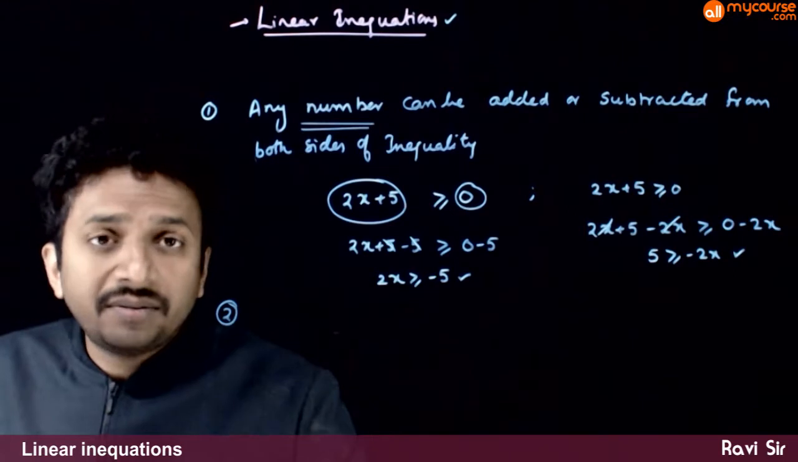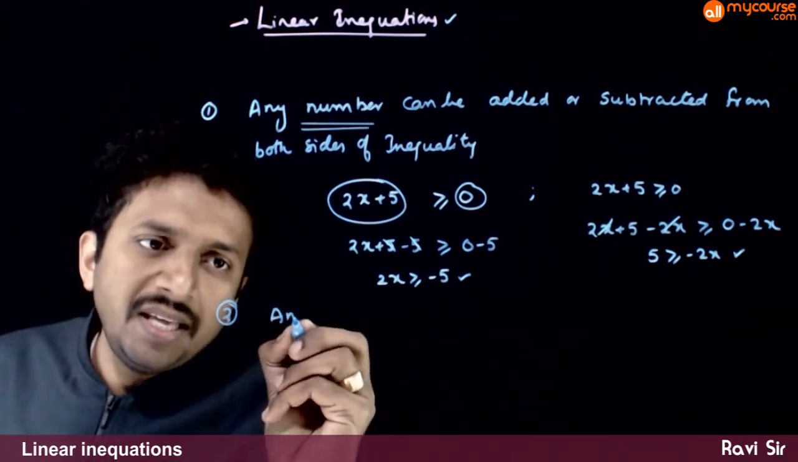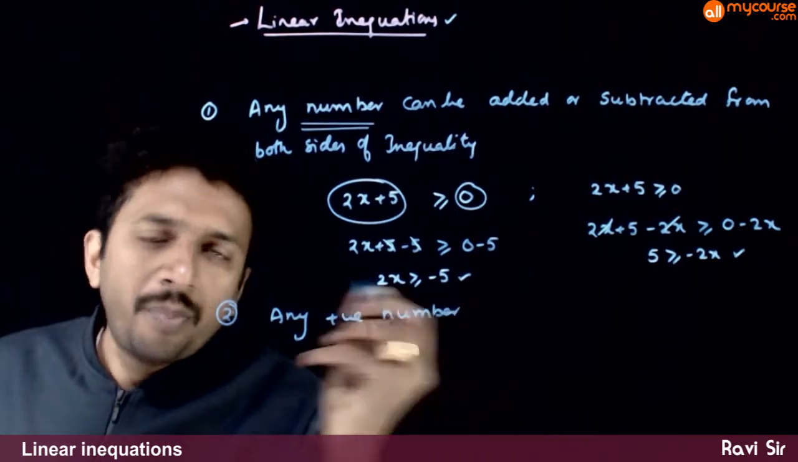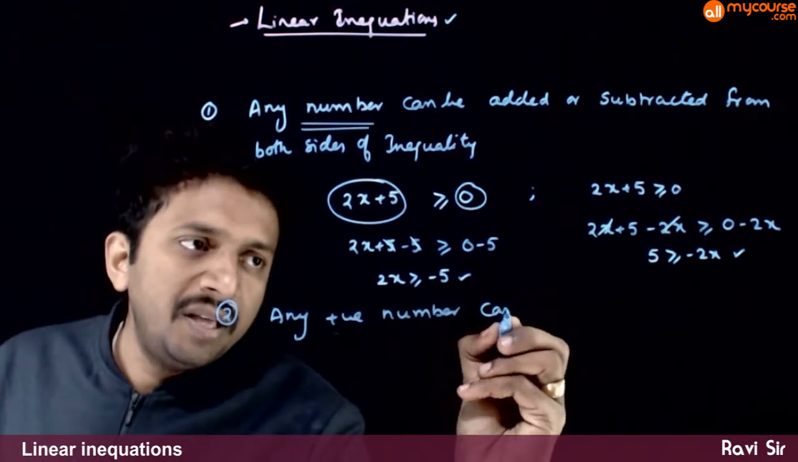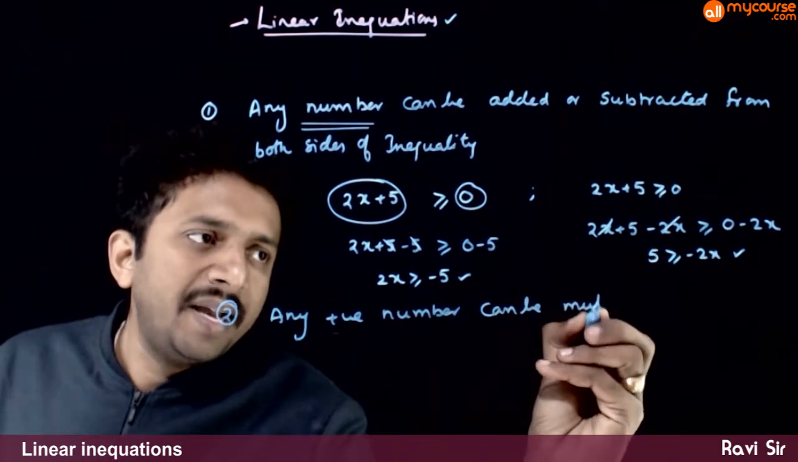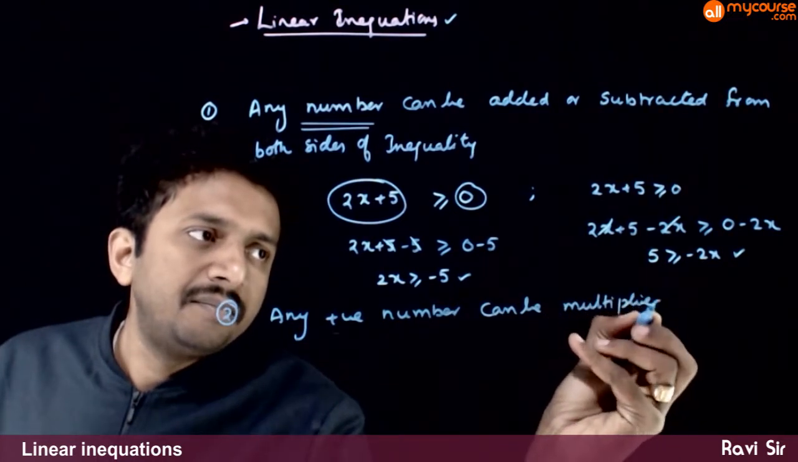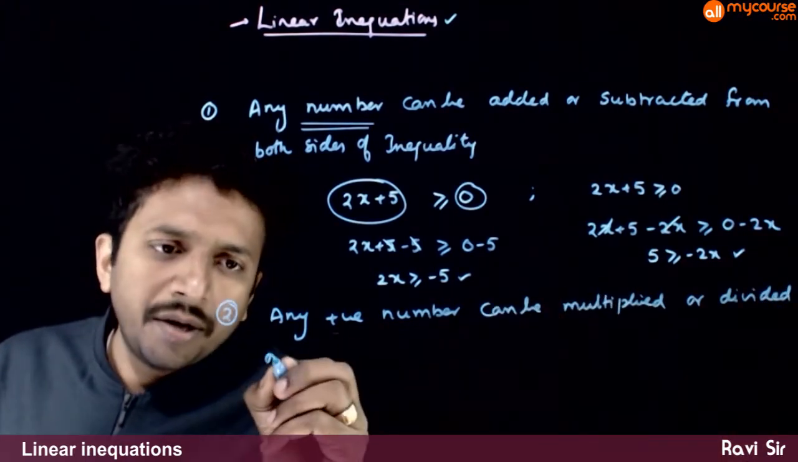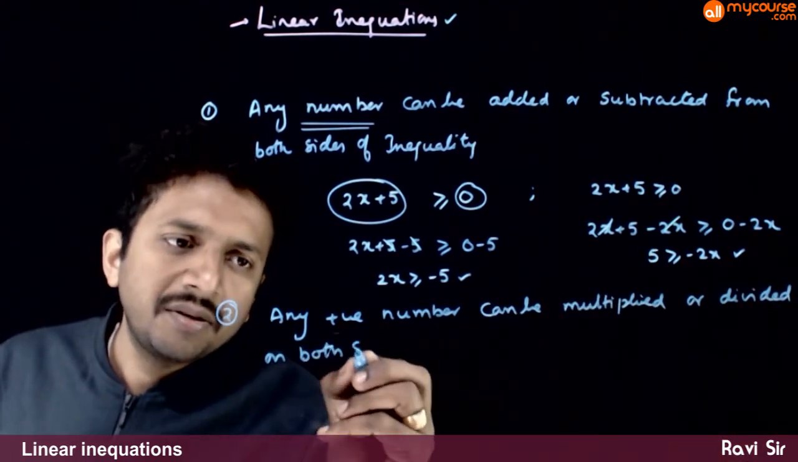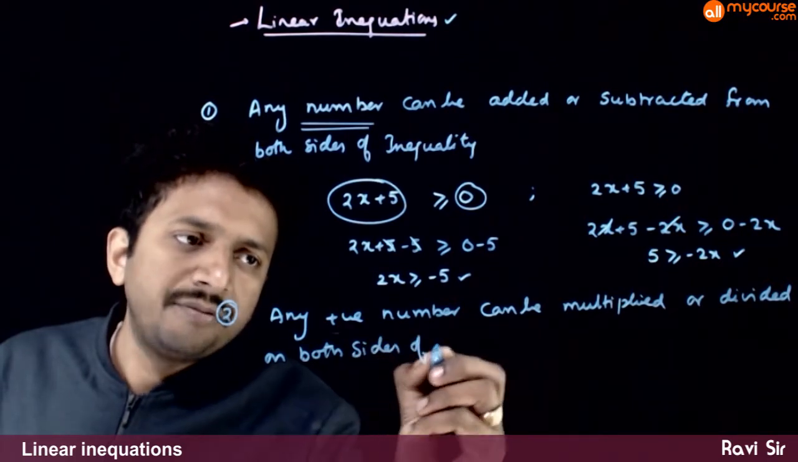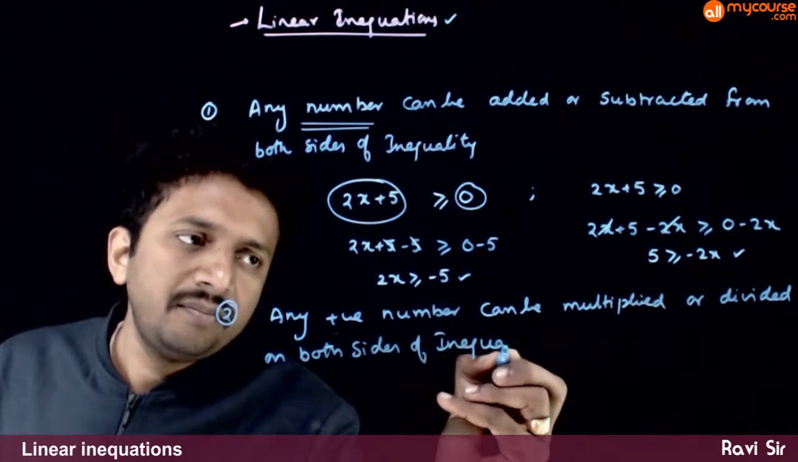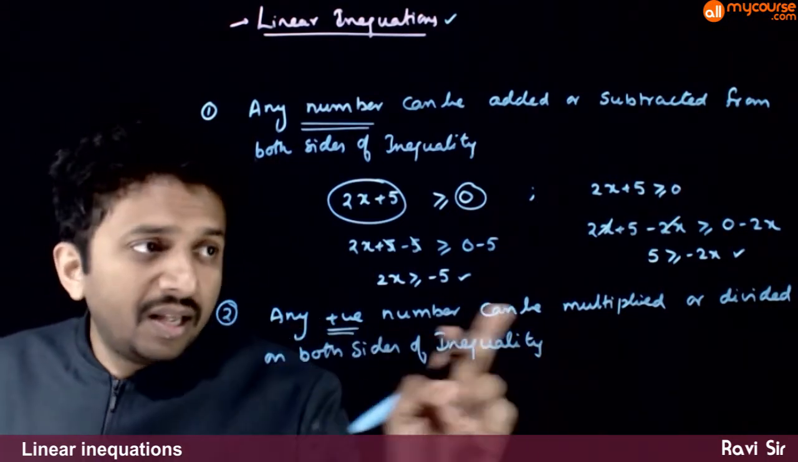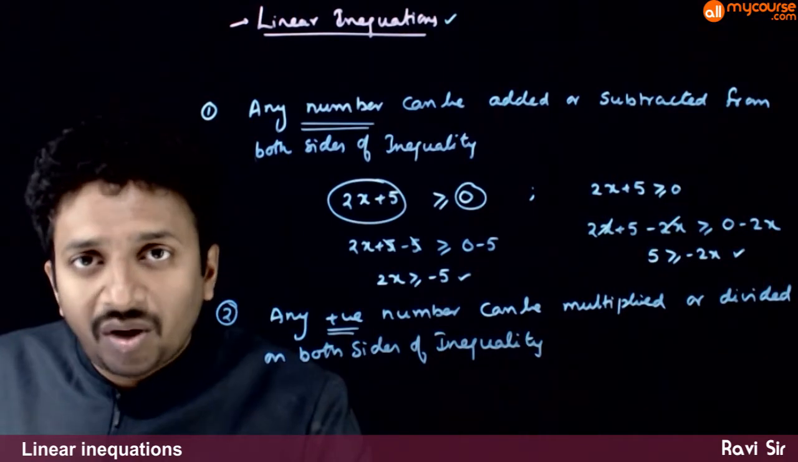The second rule says that any positive number can be multiplied or divided on both sides of inequality. Here I am putting a condition: any positive number can be multiplied or divided on both sides of the inequality.